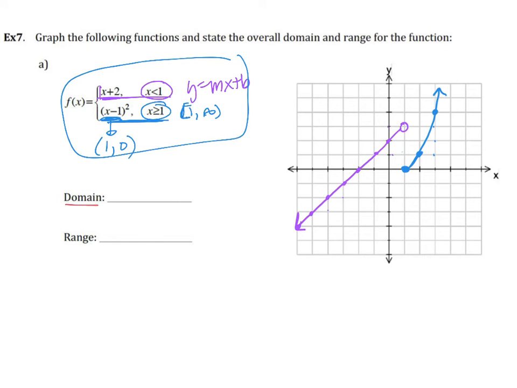If we're asking you what the domain is, well, the domain, this arrow goes on infinitely, this arrow goes on infinitely, and at 1, it is actually defined. So your domain is just all real numbers, or from negative infinity to infinity. Your range as well, it goes down infinitely, it goes up infinitely. So no matter what y value you look at, you're going to have some kind of x value associated with it. So our range goes on infinitely. So from negative infinity to infinity.